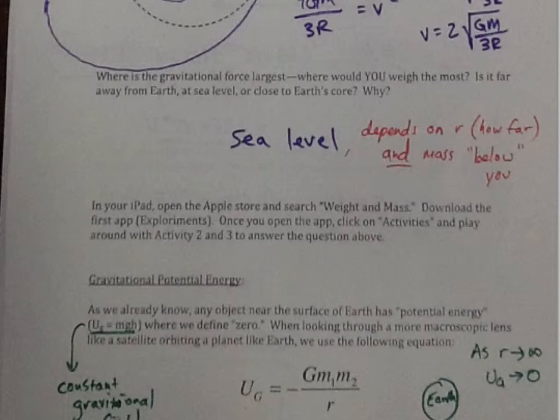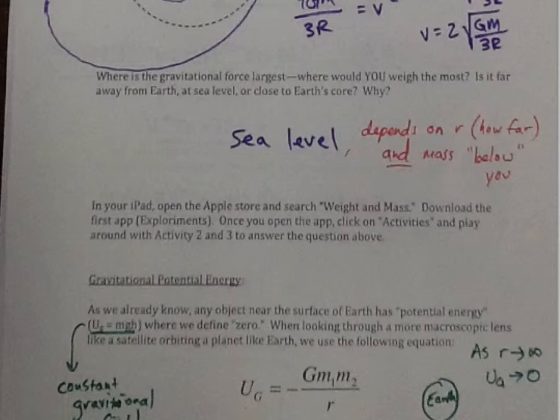Where is the gravitational force largest? In other words, where would you weigh the most? Is it far away from Earth, at sea level, or close to the Earth? The answer actually comes out to be at sea level. When you get far away from Earth, like up in the mountains or in a plane above the Earth's surface, because that radius is large, the gravitational force is going to be small, so you're not going to weigh as much.